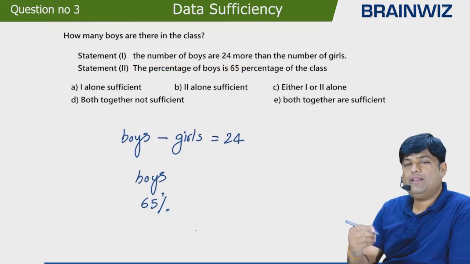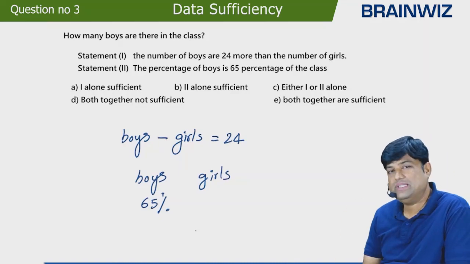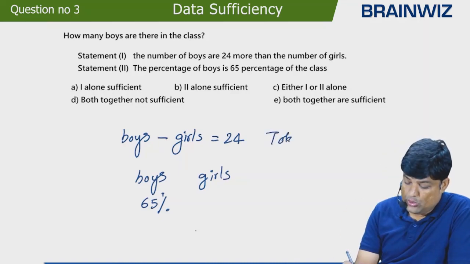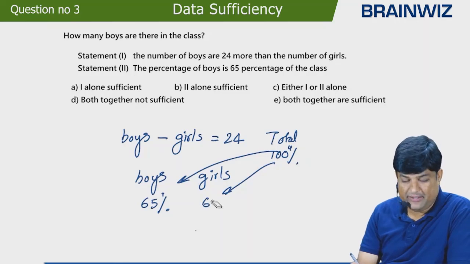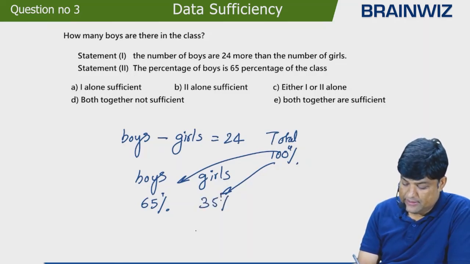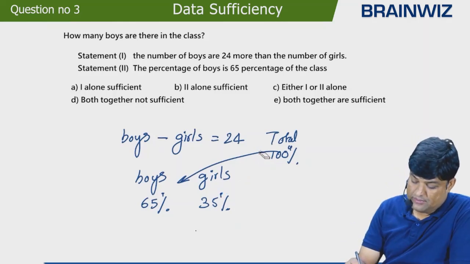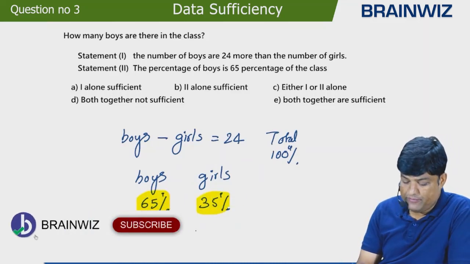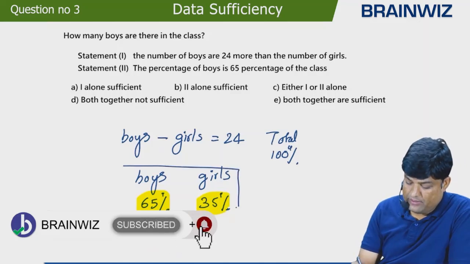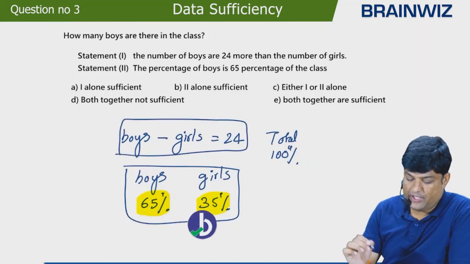Now students, when boys are 65%, girls will definitely be the rest of the percentage. So we take the total strength of the class as 100%. In that, boys are 65%, so definitely the remaining are girls. That makes 65? No, that should be 35%, because from 100% you remove 65, you have 35%. Now students, here we have 65% and we have 35%. This is what we got from statement 2. And he told you in the first statement that boys and girls have a gap of 24.